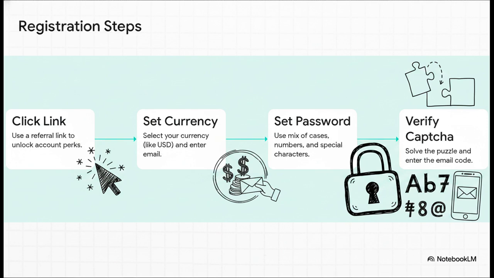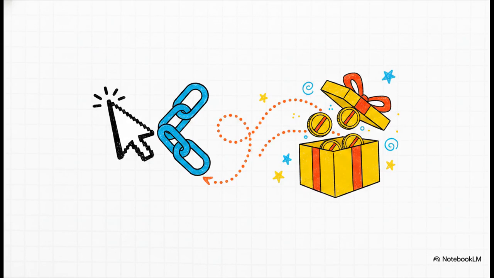3, whip up a strong password. You know the drill. Uppercase, lowercase, numbers, special characters. Make it tough. And 4, prove you're human by sliding that little puzzle piece CAPTCHA into place and punch in the confirmation code they email you. Easy peasy. Now, let's jump back to that very first step I mentioned.